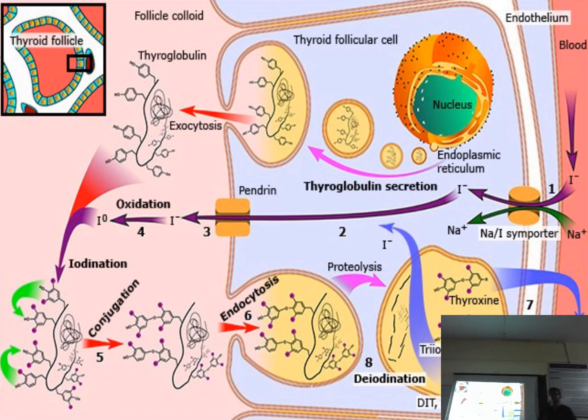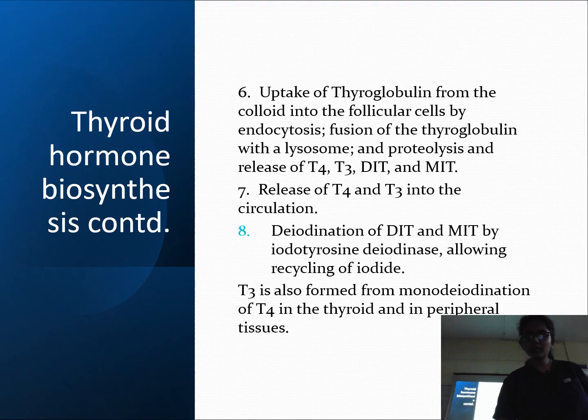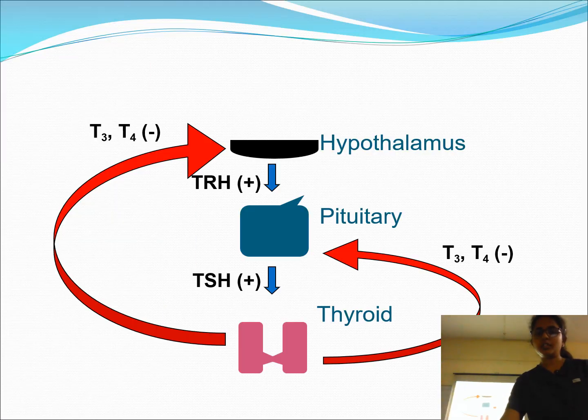And here there is also the mechanism of recycling of the iodine, done by deiodination of DIT and MIT by iodotyrosine deiodinase, and T3 is also formed from monodeiodination of the T4 in the thyroid and in peripheral tissues. This is how T3 and T4 are released into the bloodstream. Now, T4 is formed in majority amounts. T4 is converted to T3 in the bloodstream.